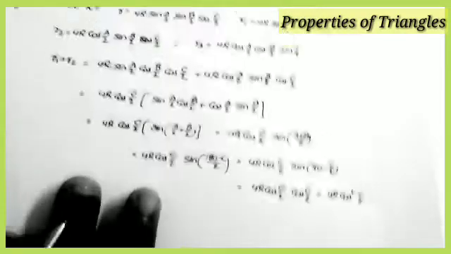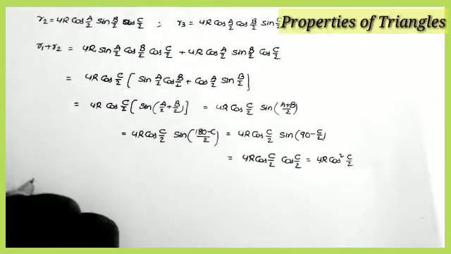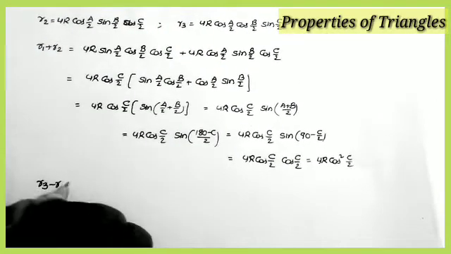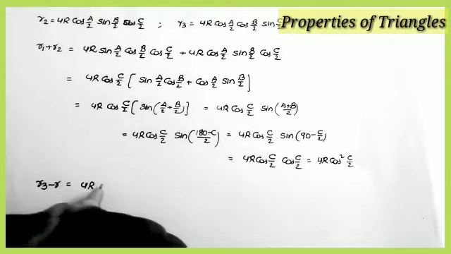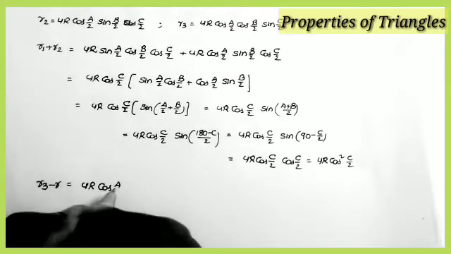Now finding the remaining value, that is R3 minus R. Now simplifying the remaining two terms. R3 minus R is equal to, now what is the R3 formula?